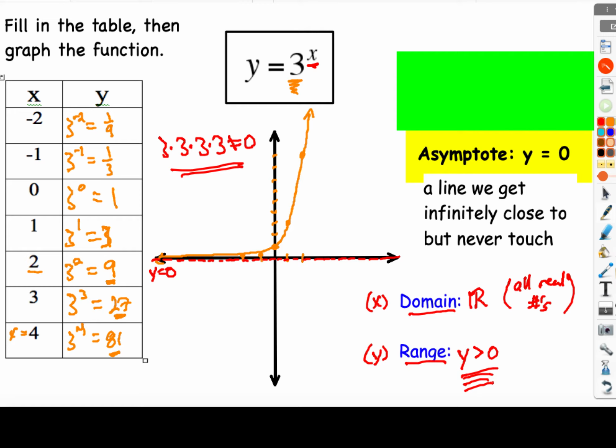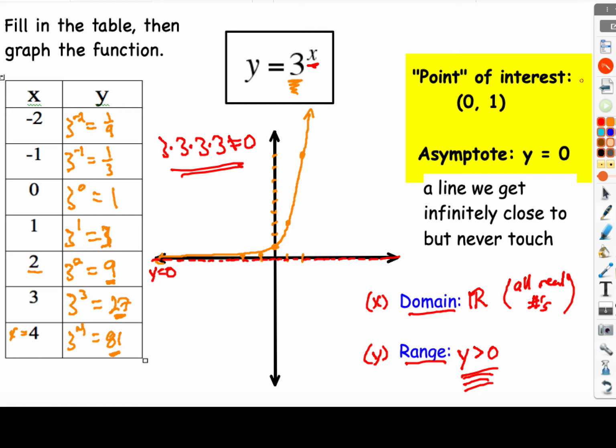One of the easiest points to remember before we move on to a little bit more work here is just to remember that the point of interest, a really easy point to find, is usually when x is 0.